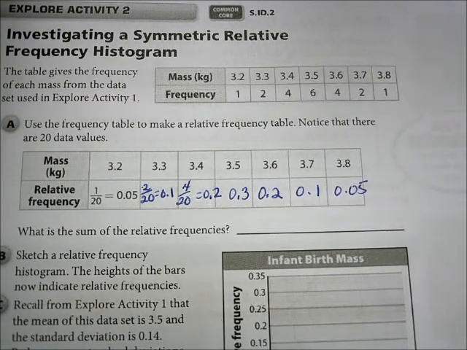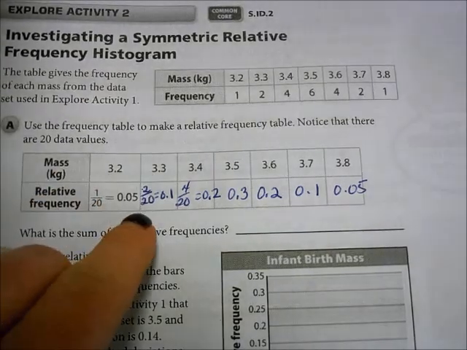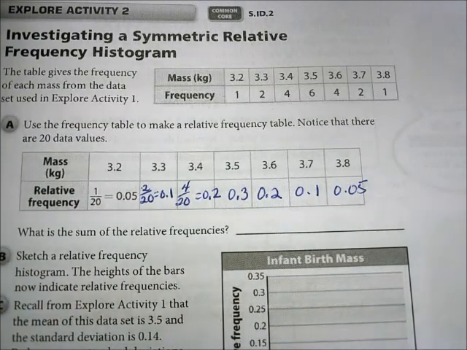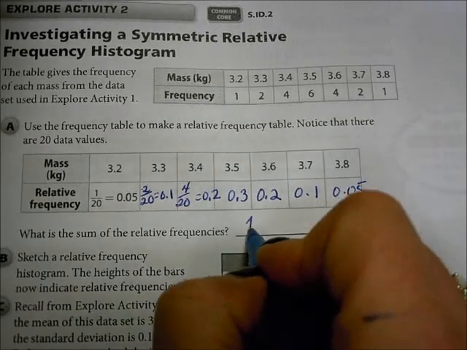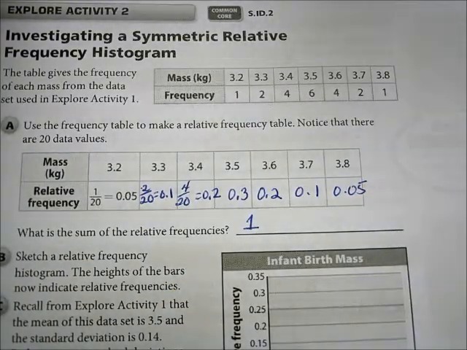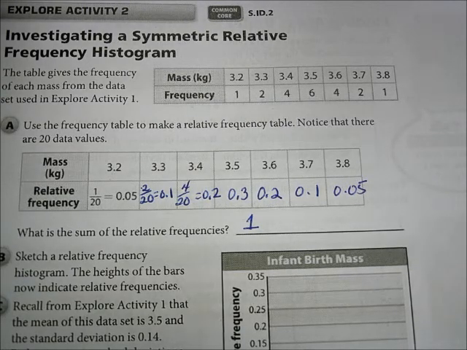They do want us to find the sum of those frequencies. You might actually be able to figure that out without actually adding them. If you think about it, this is 1/20th, 2/20ths, 4/20ths. In the end, that should be all together 20/20ths, right? 20 babies out of 20 babies. 20/20ths is 1. So the sum of all the relative frequencies should always be 1, or 100% of the infants. So hopefully that's kind of logical to you.